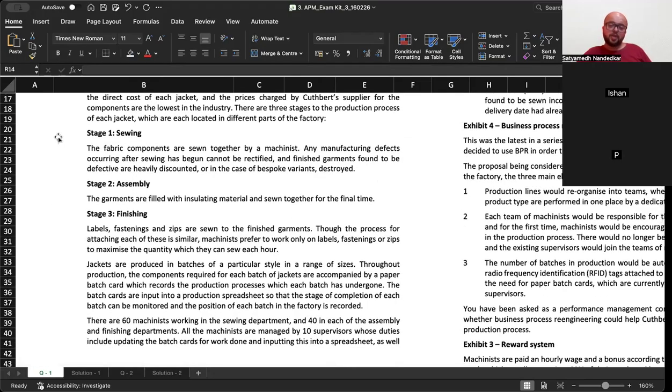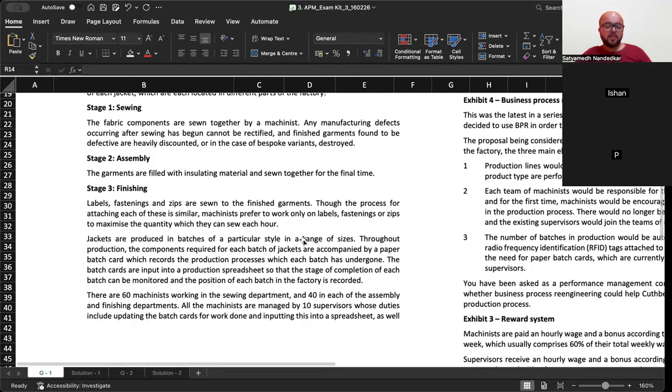Sewing: fabric components are sewn together by a machinist. Any manufacturing defects occurring after sewing has begun cannot be rectified, and finished garments found to be defective are heavily discounted or, in the case of bespoke variants, destroyed. Tell me, what is the meaning of the word bespoke variants? Bespoke means customized. Okay. So when they say customized, if there is some defect then you can't really use it for anyone, so then it will have to be thrown away.